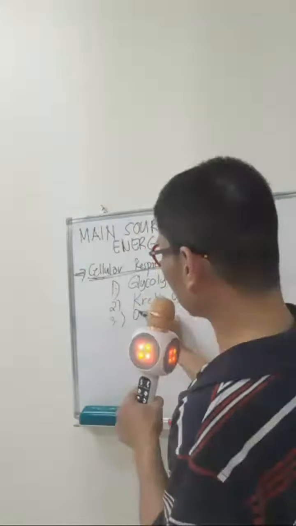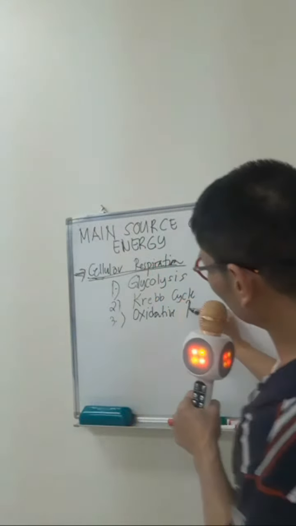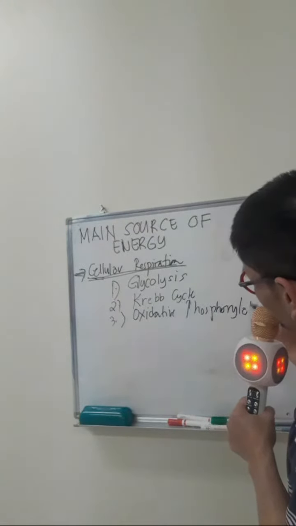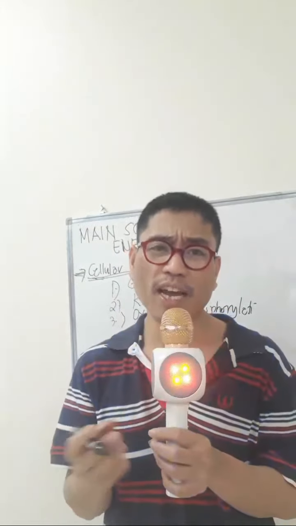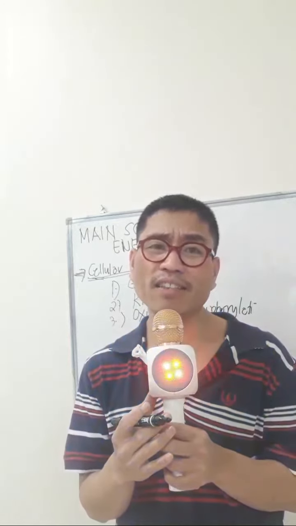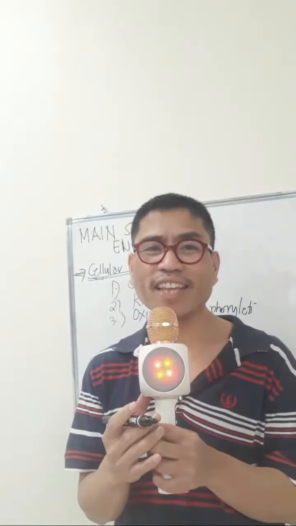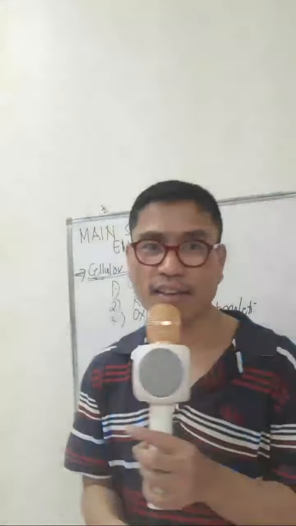Oxidative, meaning there's oxygen. Oxidative phosphorylation is a process in which it uses oxygen and phosphorus at the same time to produce energy. And it will be more enhanced by the light of the sun, the radiant heat energy of the sun, through photosynthesis. So this will be the three.